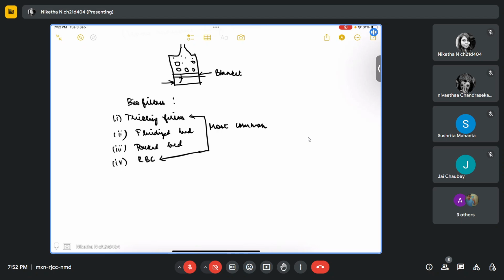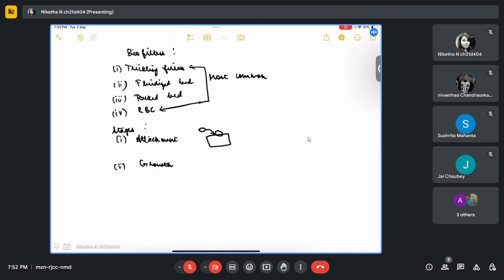When we have biofilters, the microbes will go through certain stages. The first stage is attachment, where the microbe will get attached to the medium. Imagine this is a microbial cell, and it will come and attach here. Then the growth stage: the microbe will degrade the organics and utilize them for its own growth. So it will grow and multiply, and the microbial population will increase. And then decay and detachment.